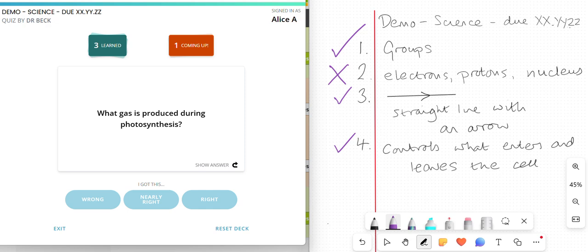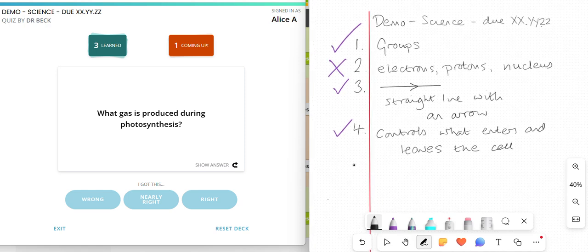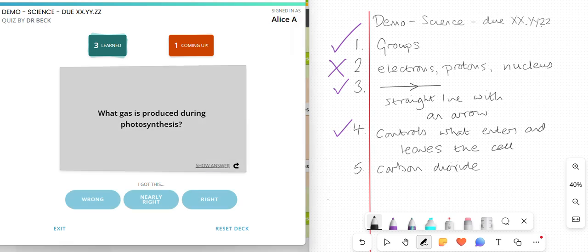One on the screen and one I got wrong earlier. What gas is produced during photosynthesis? Okay, I know about photosynthesis. I know about plants and what they do. So number 5, gas produced, I'm going to write carbon dioxide. Okay, I know that's a gas. I know it's involved in photosynthesis.